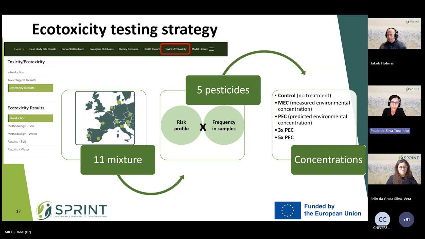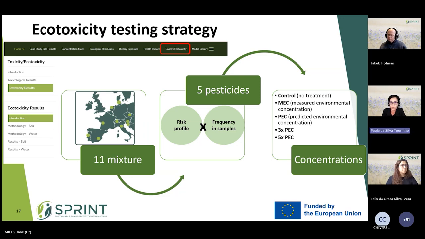Then it will open the introduction page, where we explain how the mixture selection was conducted. Briefly, we have these 11 mixtures, each one representing one case study site. Then we select the top 5 pesticides of most concern in each case. This was selected based on the risk profile of the pesticides and their frequency in the samples. And then we select the concentrations to use in the test.